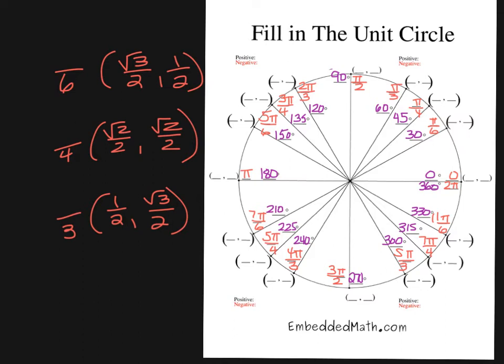And again, if you wanted to draw out your right triangle, 30, 60, 90 triangle with a radius of 1 and figure out your missing sides and work your way from SOHCAHTOA backwards, you would get the same coordinate points.